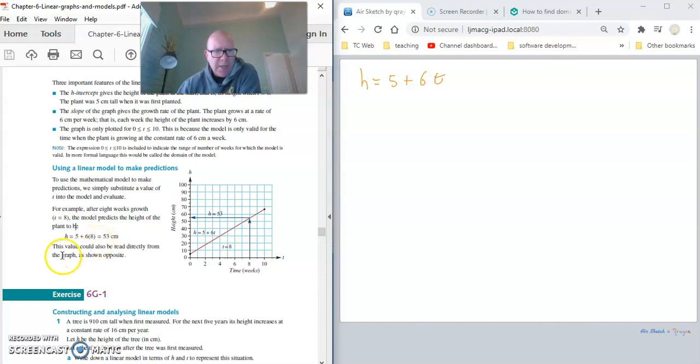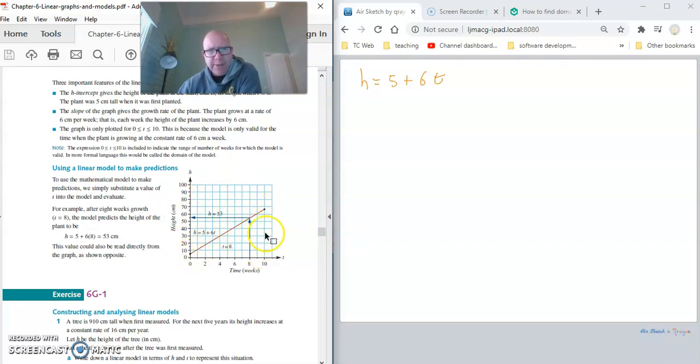Okay. The value could also be read directly from the graph. If you've graphed it, and if it's on your CAS, you can move your cursor along here till you find your 8 weeks, and then it'll tell you what the height's going to be. Okay. Any point along this line is going to tell you how many weeks and how high it's going to be. Any point. Okay. Has to be on that line though.